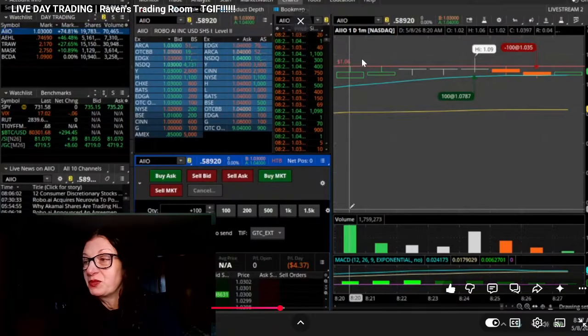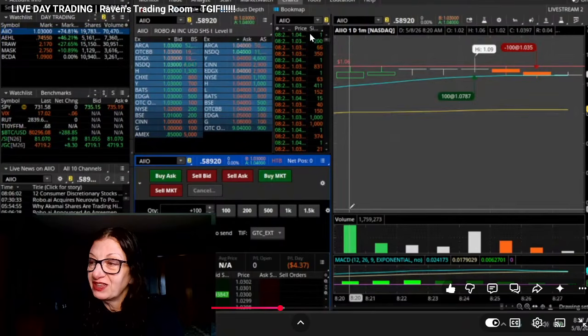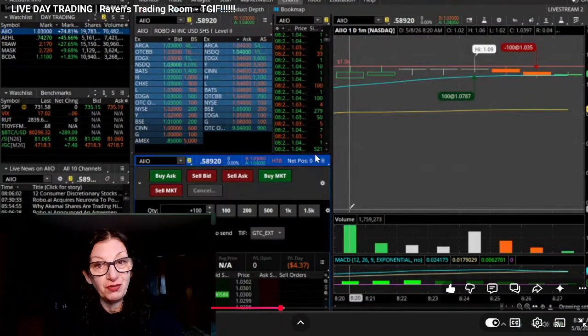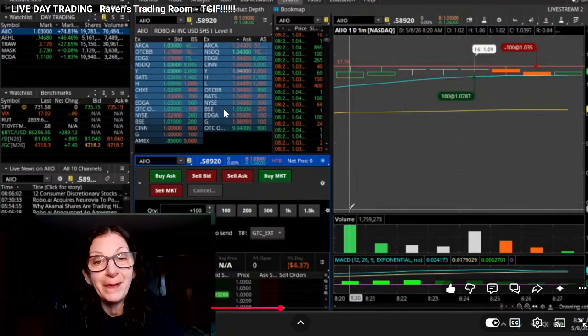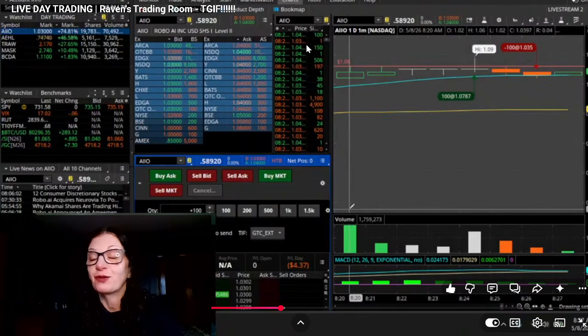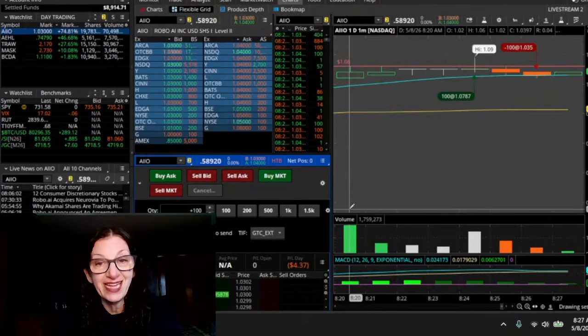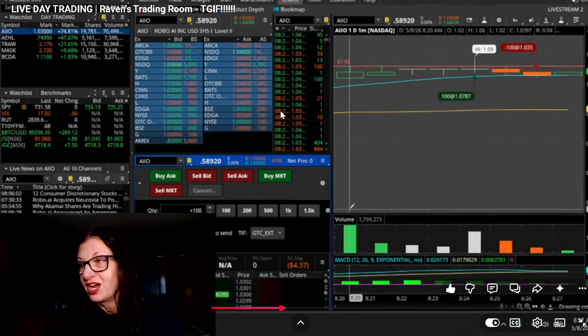The second problem is people just look at the tape. They're just looking at the orders that are executed, which is actually really helpful, because if you see a lot of green on the tape, then you know a lot of people are buying. If you see a lot of red on the tape, you know a lot of people are initiating sales. They're selling their stocks.